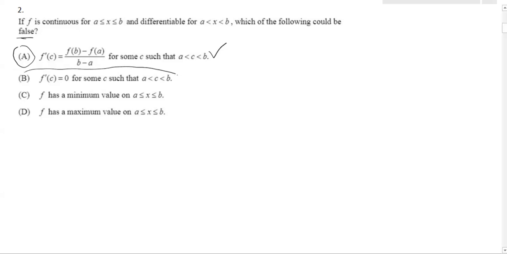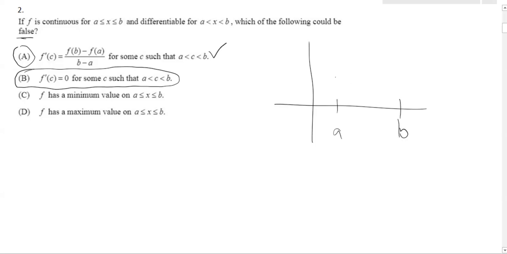B is actually the correct answer here. It could be false. That's saying essentially that f is going to have a critical number on the interval, which it doesn't have to. If you go from a to b and you have a line, it's continuous and differentiable on that interval, but the derivative is never equal to 0. The slope of the secant line is equal to the slope of the tangent line, has a max, has a min. So C and D also must be true because that's the extreme value theorem. So choice B here is the correct answer for that one.